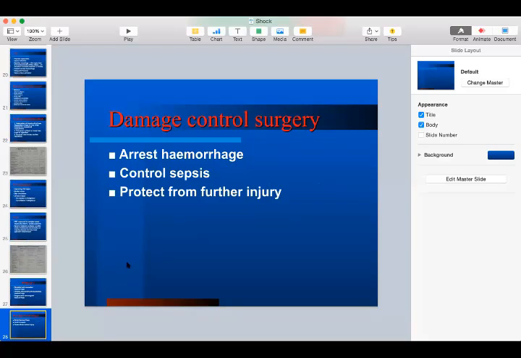Coming down to damage control surgery, like we stated above, over and over again, if the hemorrhage is severe and it's not being controlled, then a damage control surgery is necessary. And that should be done whether to arrest the hemorrhage, which is not being controlled, control sepsis, or protect from further injury and harm. This is more or less the last line of control that you can perform, a damage control surgery.